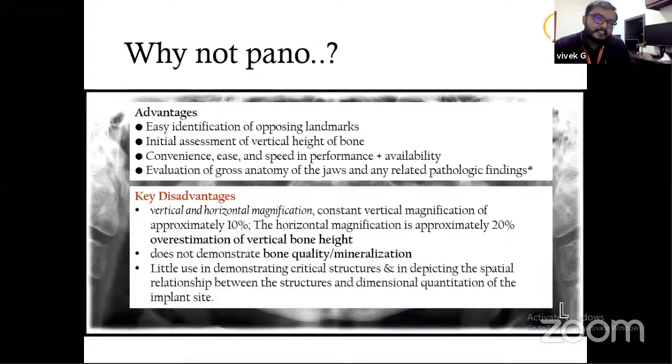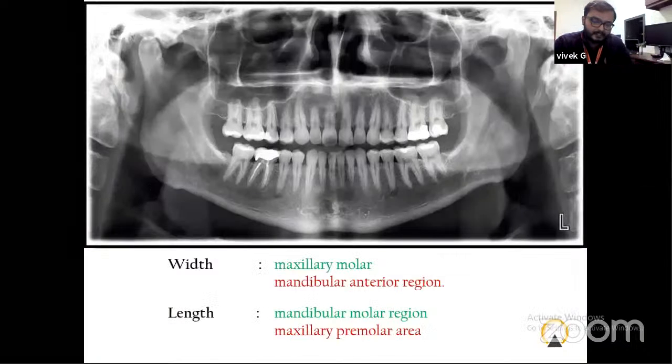You can see the anatomic landmarks and the various structures that are surrounding the implant site, whichever you are planning, but it is difficult to get an idea about the distance or the spatial relationship between this anatomical structure and the implant site. So that is why Pano is slowly now phasing out, and we all know that implant dentistry is mostly related to CBCT now.